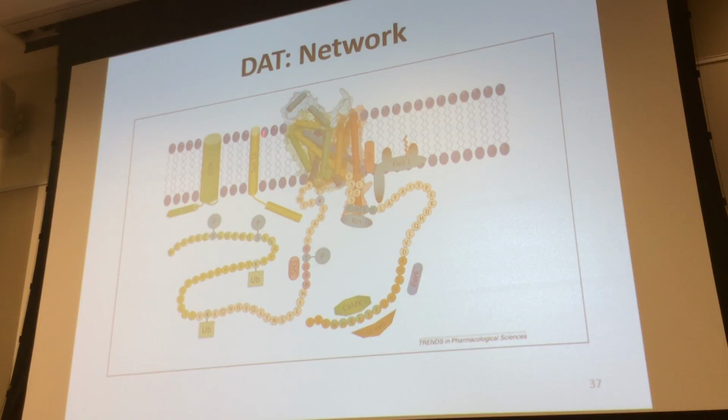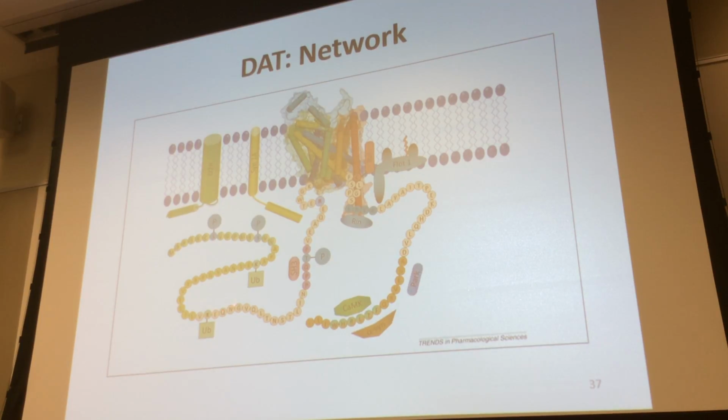Also we have syntaxin 1A, which is known to bind to the N-terminal of the dopamine transporter. What this does is it regulates dopamine efflux. So if you knock down syntaxin 1A, you will see less dopamine efflux. Here's flotillin, which we just talked about. If you delete this, the dopamine transporter does not properly position on the plasma membrane. And here are the ubiquitination sites for the dopamine transporter.